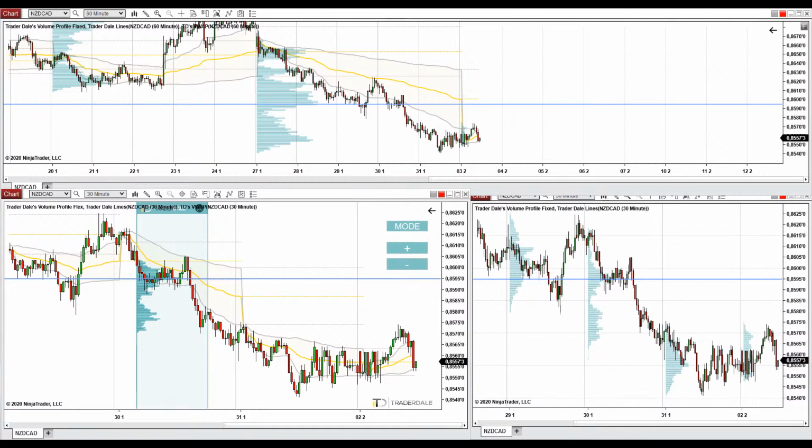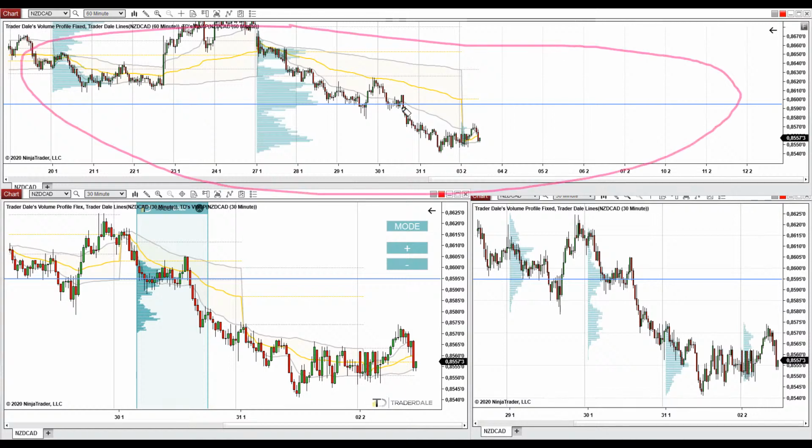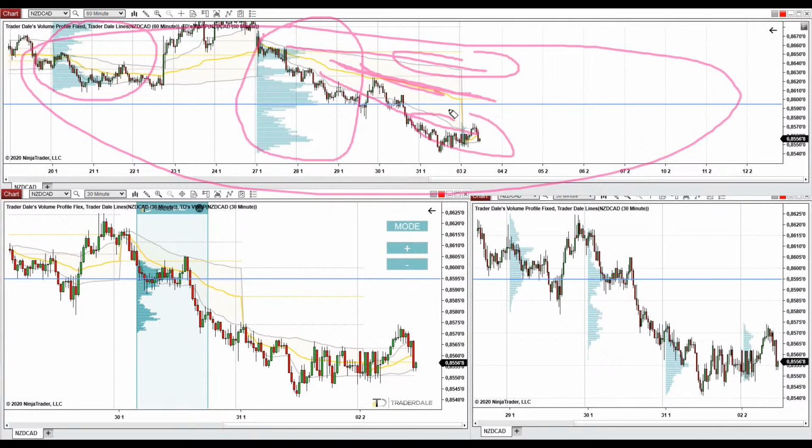What you see before you is my intraday trading workspace. This is a 60-minute chart with fixed profiles. Those are weekly profiles, and those lines are VWAP lines, and those are deviations of the VWAP. This is a weekly VWAP.